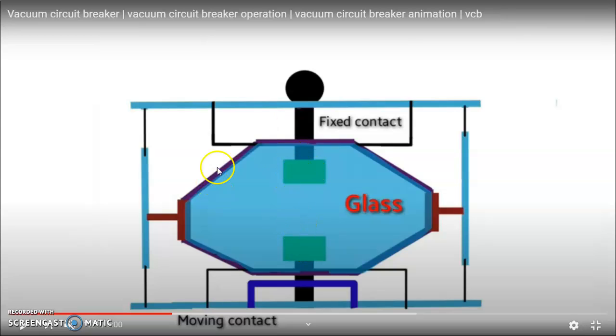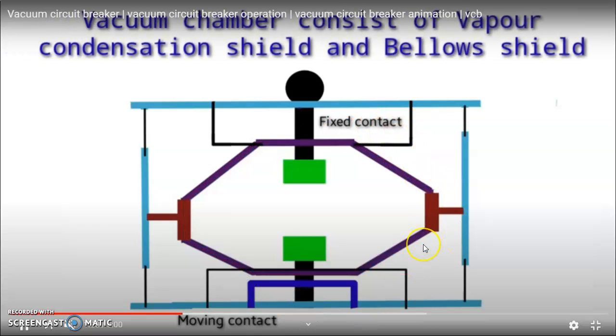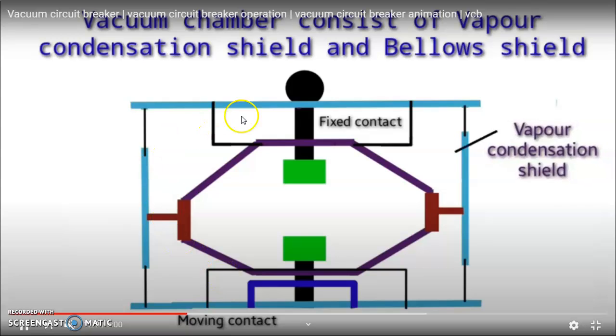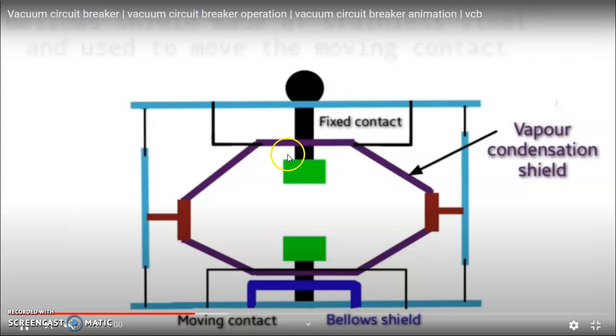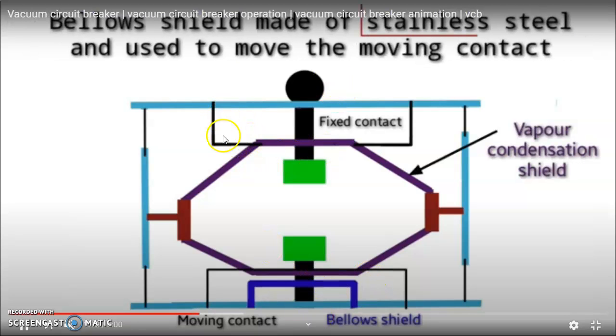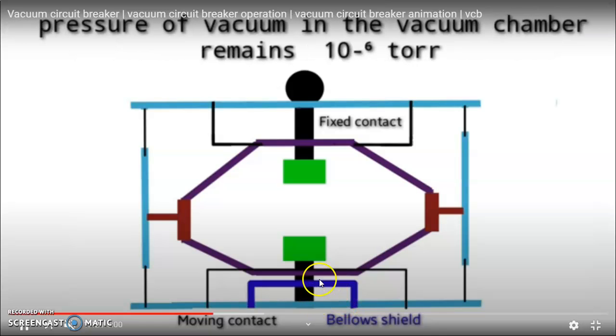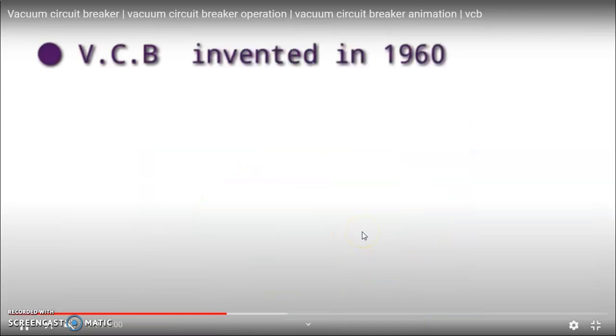Electrodes are there. Okay. The outer surface is covered with the glass material. The glass material is surrounded by this. We have to maintain the vacuum here. The vacuum chamber consists of a vapor condensation shield and a bellows shield. The bellows shield is below, and here the vapor shield is there. The bellows shield is made up of stainless steel and is used to move the moving contact. The pressure of vacuum in the vacuum chamber is about 10 to the power -5 or -6 torr.